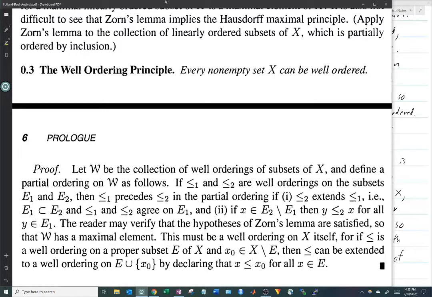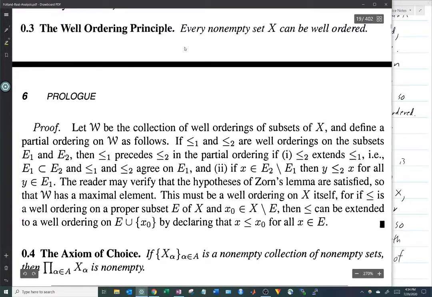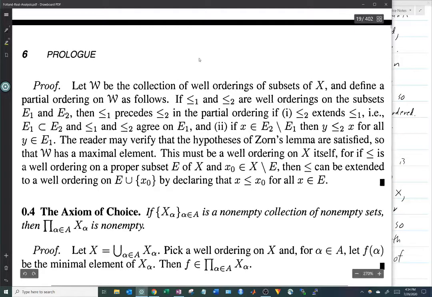Alright, so in this series on the Axiom of Choice, we've talked about the Hausdorff maximal principle, we've talked about Zorn's lemma, we've talked about the well-ordering principle, and now we are finally ready to talk about the Axiom of Choice. And again, what this says is that if we have a non-empty collection of non-empty sets, then the direct product of all of these sets is non-empty. And what we can do now is prove this from the well-ordering principle.